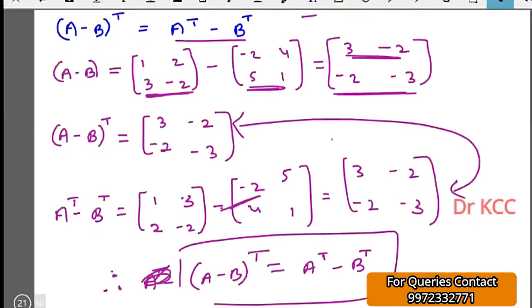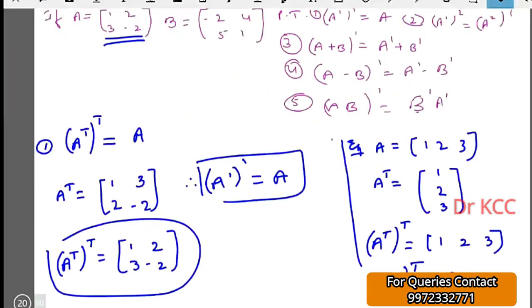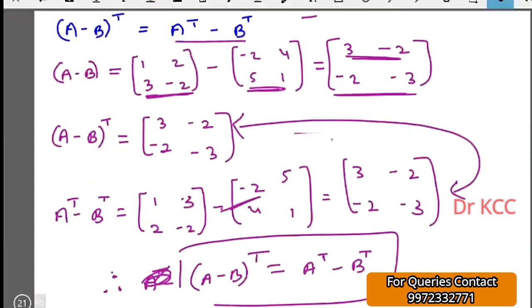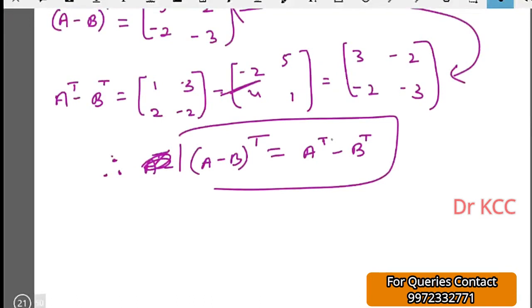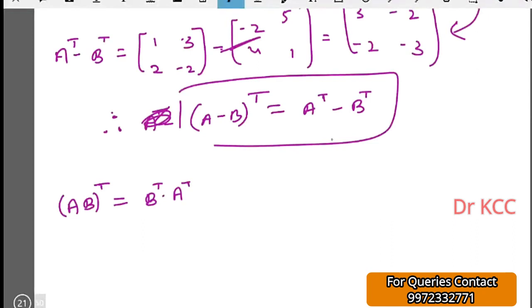Done. So the next question is A into B whole transpose. A into B whole transpose is equal to B transpose into A transpose. So the question is, A into B whole transpose can be written as what? B transpose into A transpose. Now first do AB, then you apply the transpose. So now what we have to prove is that AB the whole transpose is equal to B transpose into A transpose. So first, whenever you apply BODMAS rule, we should simplify whatever is present inside the bracket. First do AB, okay?